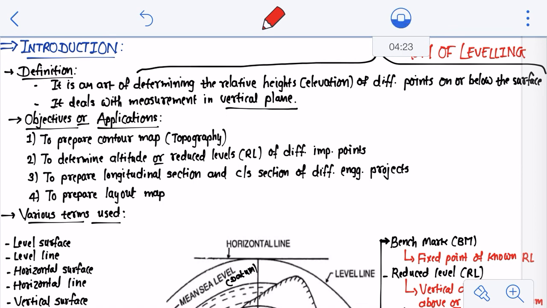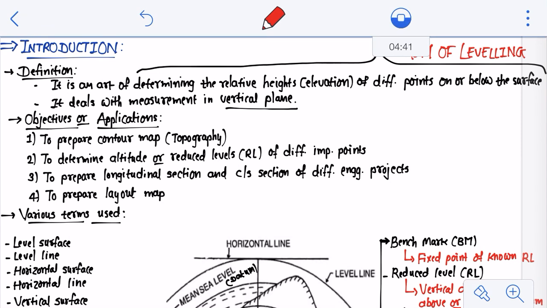So the major difference between those two branches and this one is in the observations only, or where you are going to take your observation. In linear measurements and in angular measurements, the observations are always carried out in the horizontal plane, right?